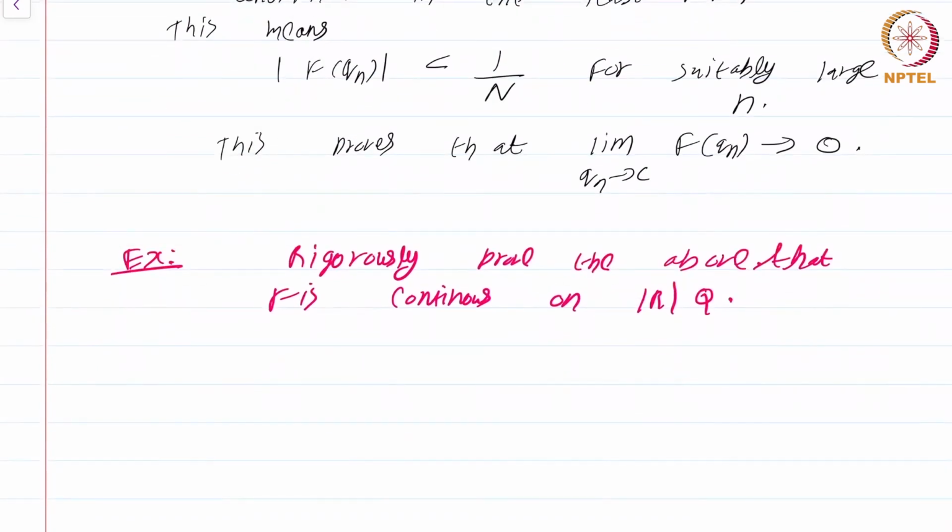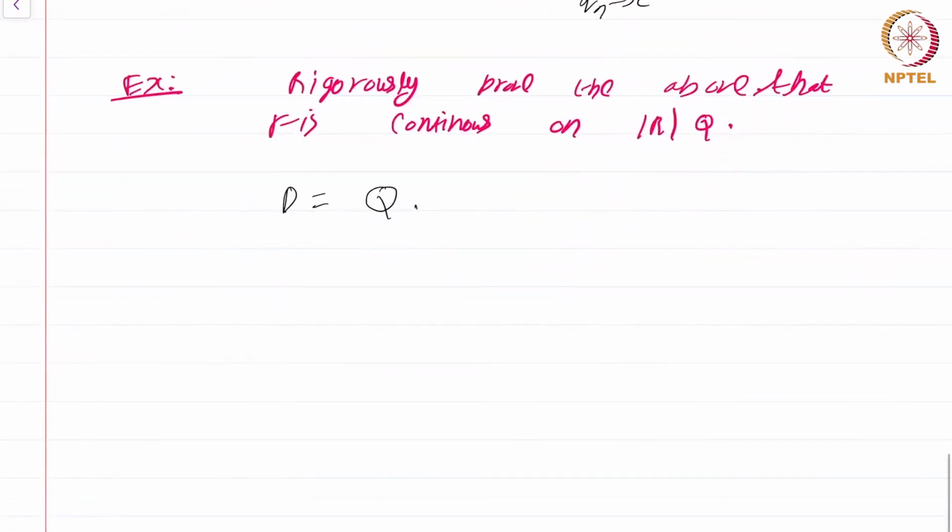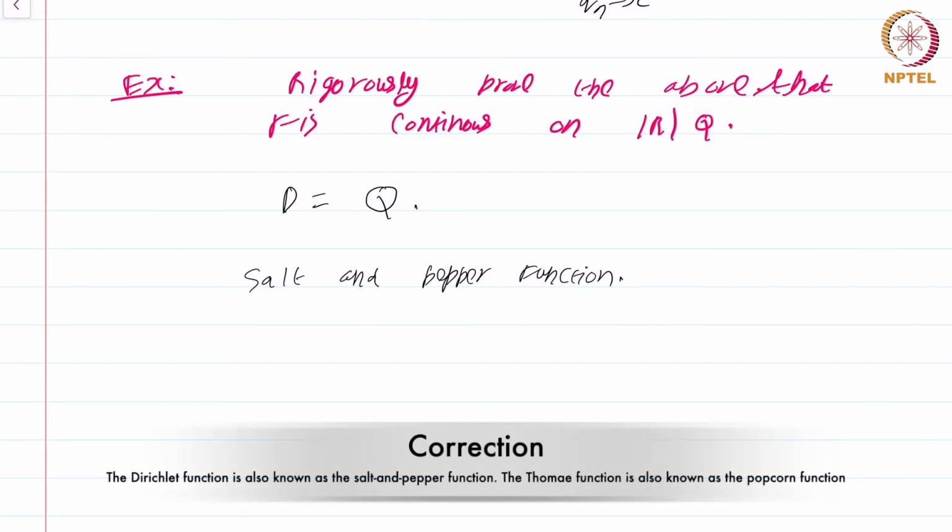Okay, what does this show? This shows that D, the set of discontinuities, is Q. Okay. So we have got some interesting stuff. We have found a function which is very weird. By the way, this function is also called the salt and pepper function. That's a nice terminology. So this function, the Thoma function, has set of discontinuities precisely the set Q.